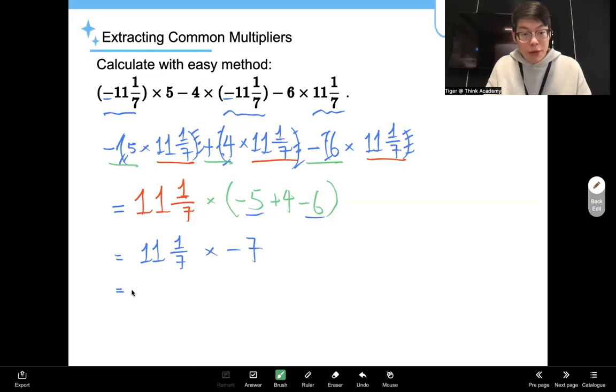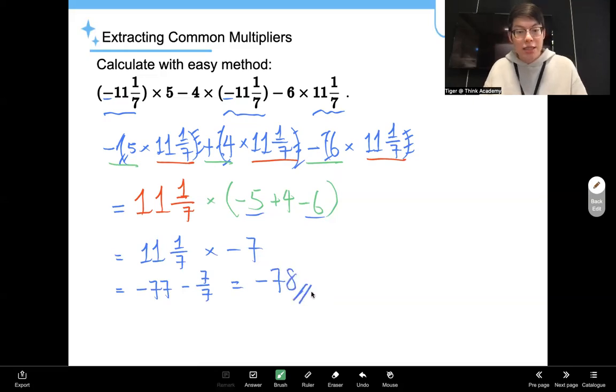So we have -77, take away 7/7, which is equal to -78. All right, that's a 7, so -78. And that's going to be the answer to this question. All right, does it make sense to you?